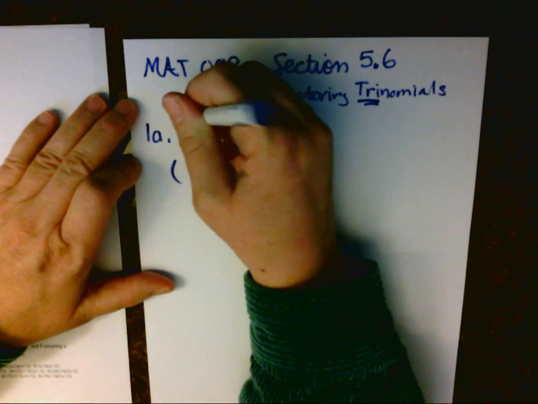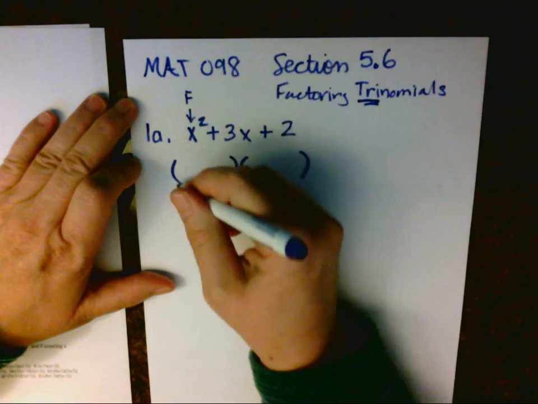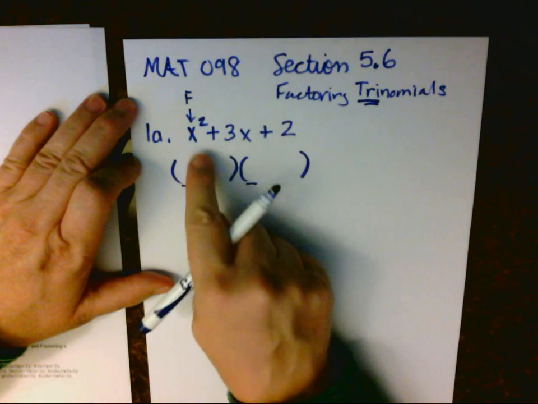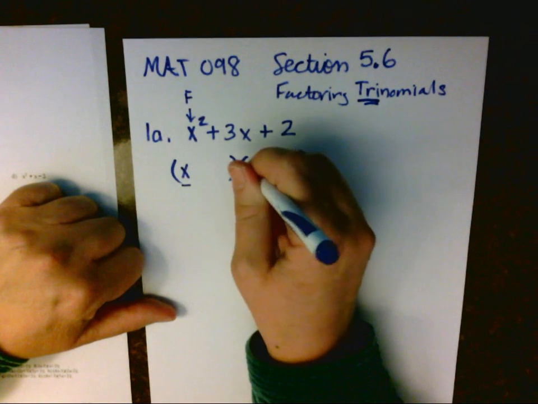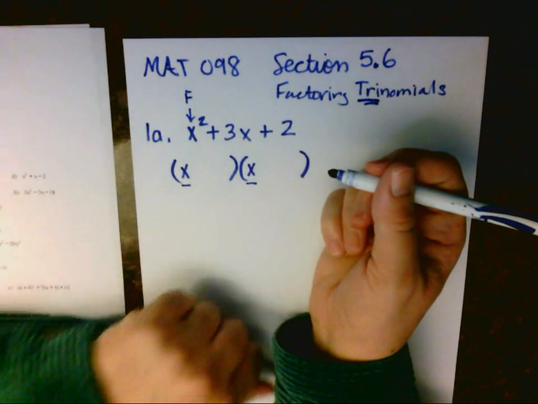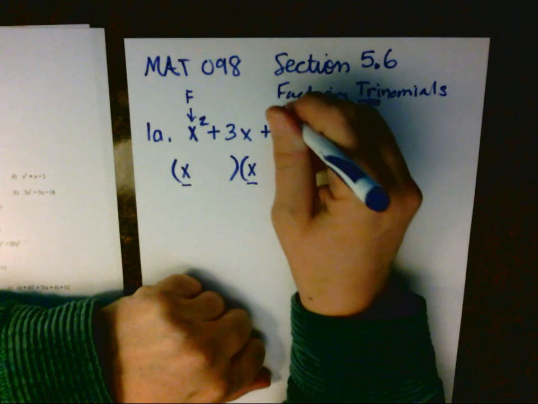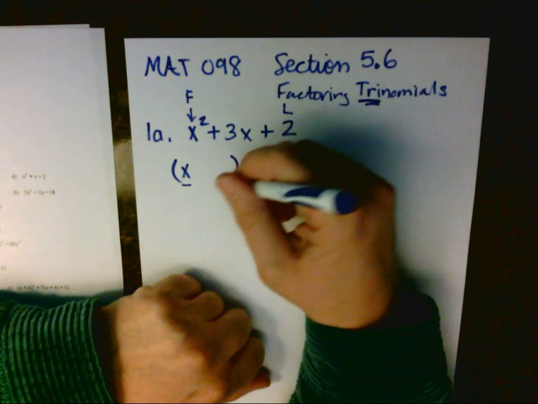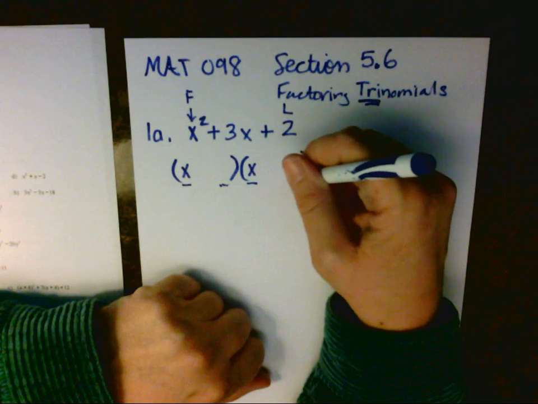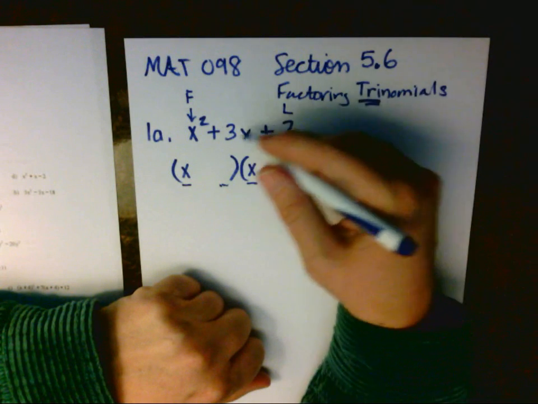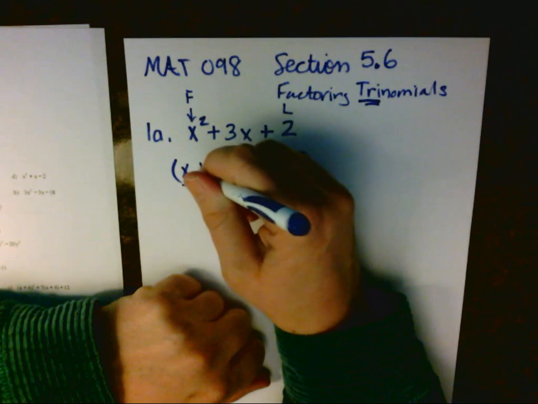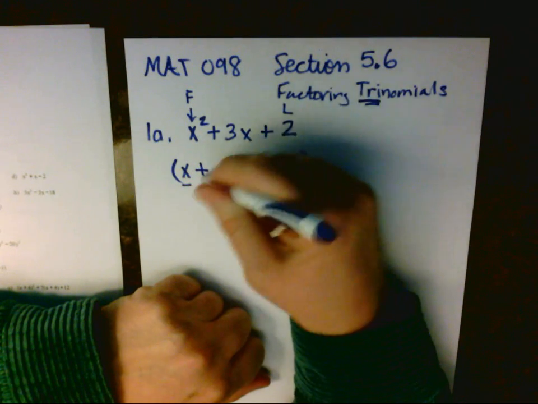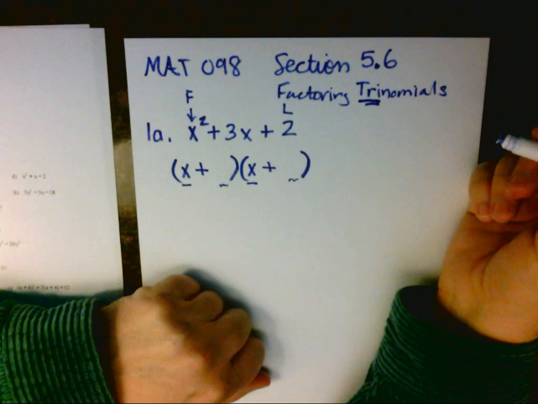This is the F from the FOIL. It's the first thing times the first. So we have to think what will give us an x squared there. And that's usually pretty easy. It's x times x, okay? And this is the last. This is the L in FOIL. It's the last one times the last one, okay? And since everything here is positive, we know that both of the factors had to be positive. There's no need to have a negative, introducing a negative sign anywhere.